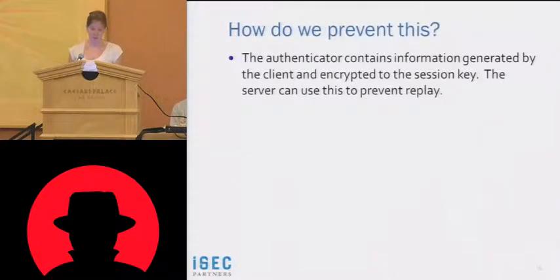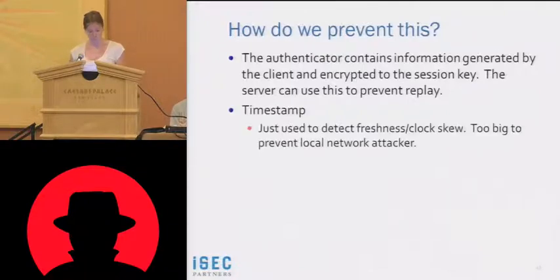How do we prevent this? Well, the authenticator contains a couple of pieces of information, and some of those pieces of information are designed to at least do some prevention of replay. One of them is a timestamp. This is used to determine the freshness of the ticket, so if Mallory gets a copy of that request and then goes away, has lunch, comes back later, tries to use the request, at that point it's not going to work because it's not going to fit within the freshness window.